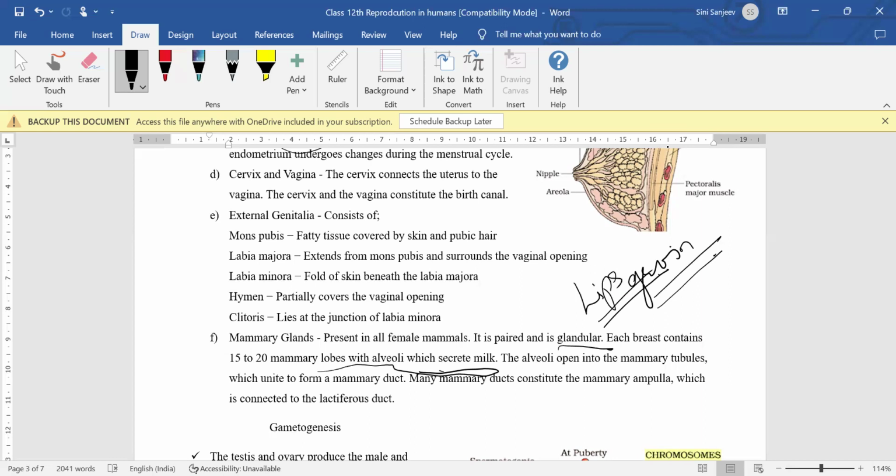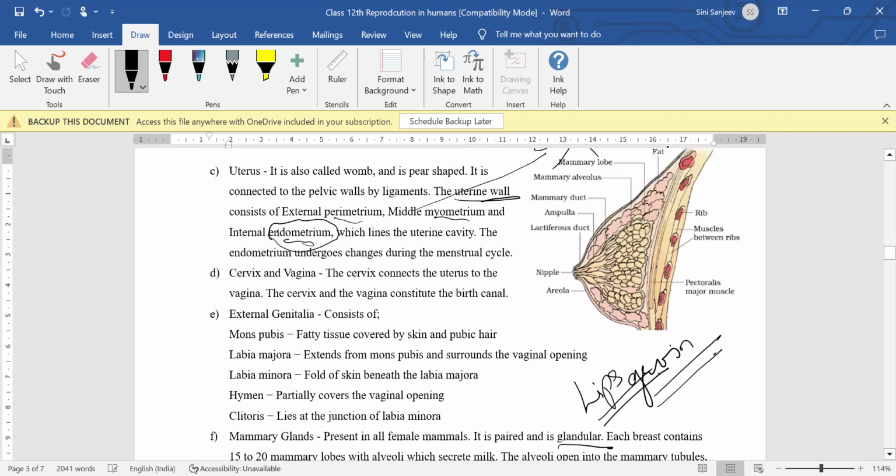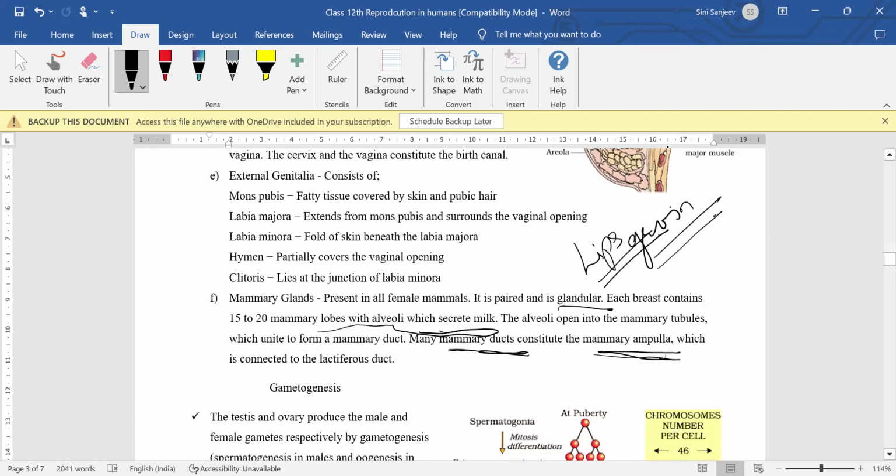Here again, many mammary ducts are present, which have mammary ampullae. If you see over here, this is the fatty tissue present in the mammary glands. Then you have these ampullae, and from the ampulla you have ducts, which are called lactiferous ducts. Now these ducts are what secrete the milk. So this is all.